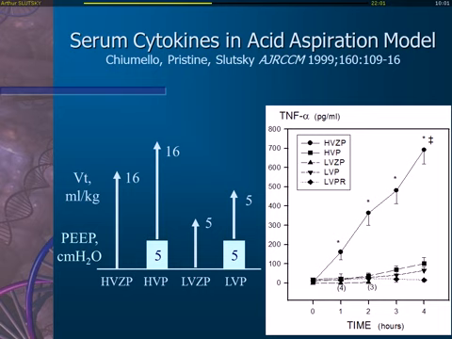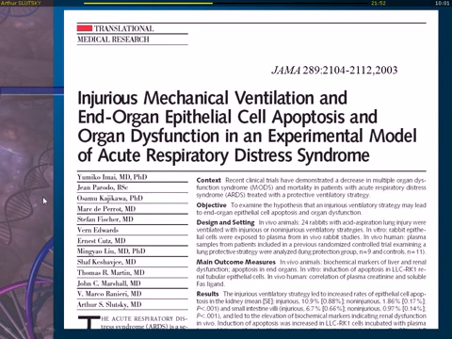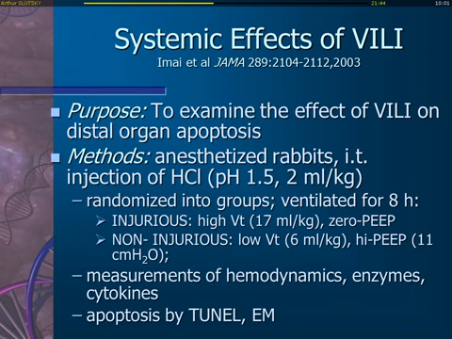So now we're talking about something completely different, not just what's happening in the lung, but an impact on the circulation, and therefore potentially an impact on other organs. And we looked at that a few years ago in a model that was published in JAMA. The model was anesthetized rabbits using acid aspiration.